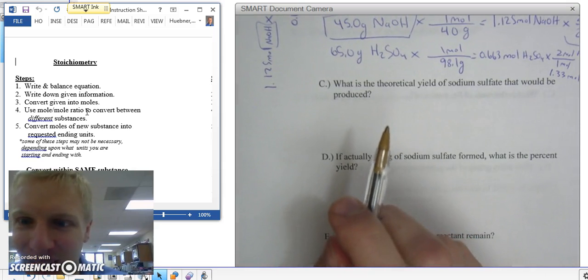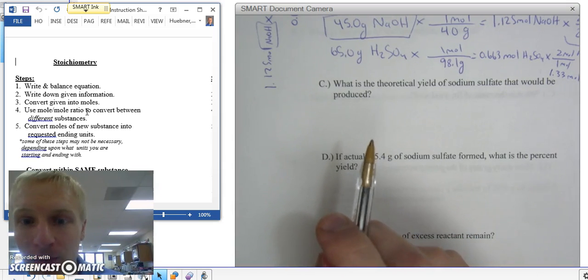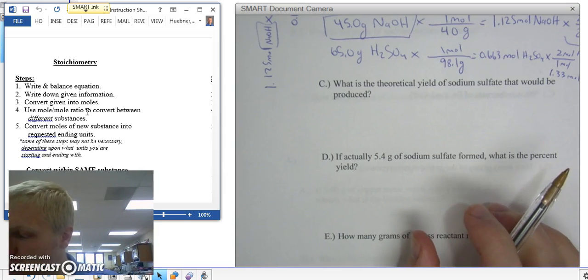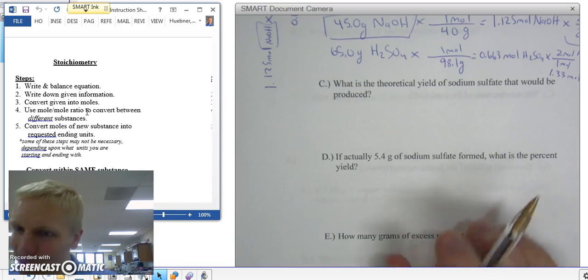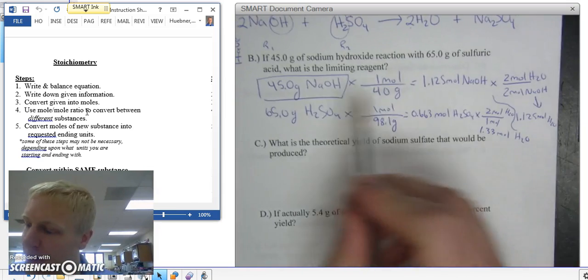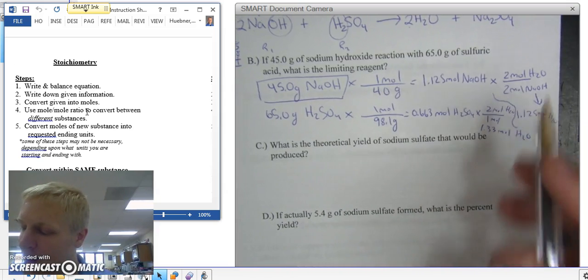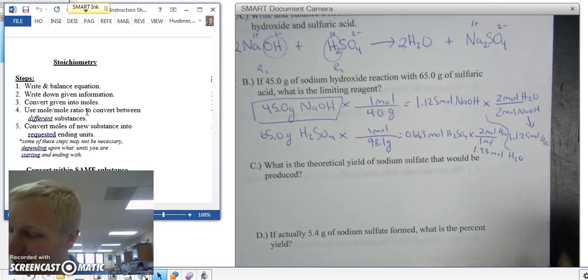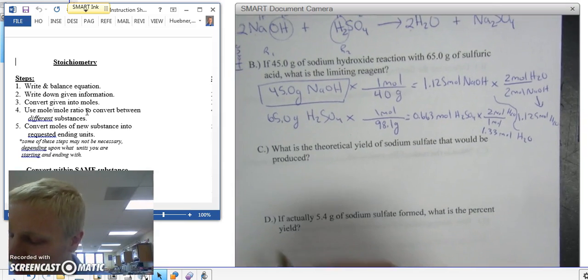What is the theoretical yield of sodium sulfate that would be produced? Alright, theoretical yield, we pretty much already did that, although the trouble is we looked for water. We used our limiting reactant, we found water, but this question is looking for sodium sulfate. Bad luck of the draw. Looks like we're going to have to do a stoichiometry problem, because we haven't done this one yet.